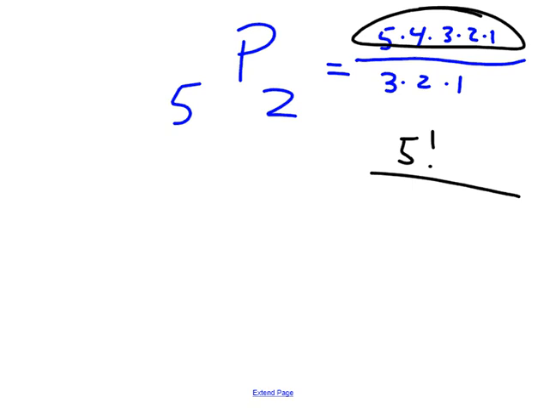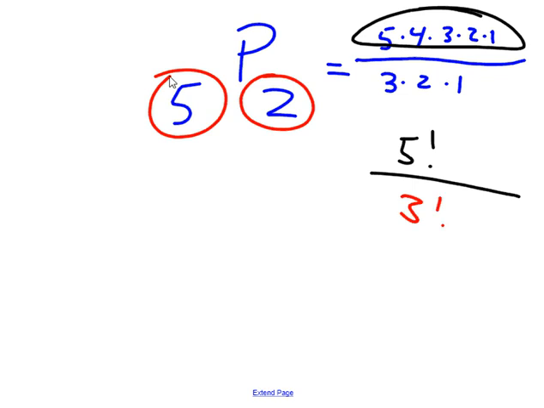Okay, so we've got 5 factorial on the top, and then 5 minus 2. Do you get what happened there? Some of you are still talking. Please stop that. 5 minus the 2 gives me 3 factorial, and that's what's on the bottom.